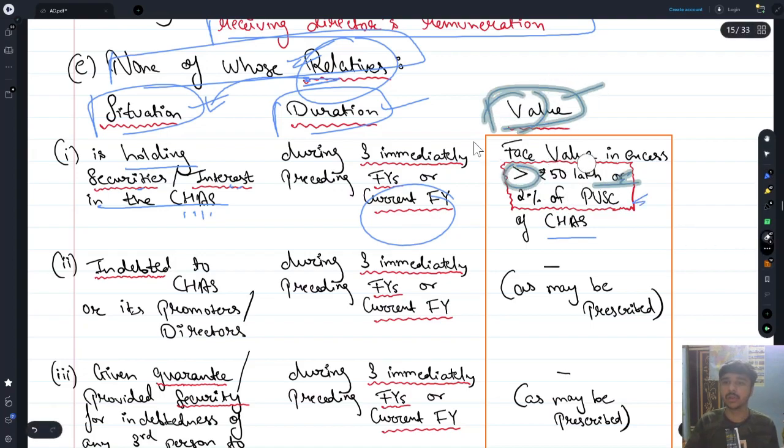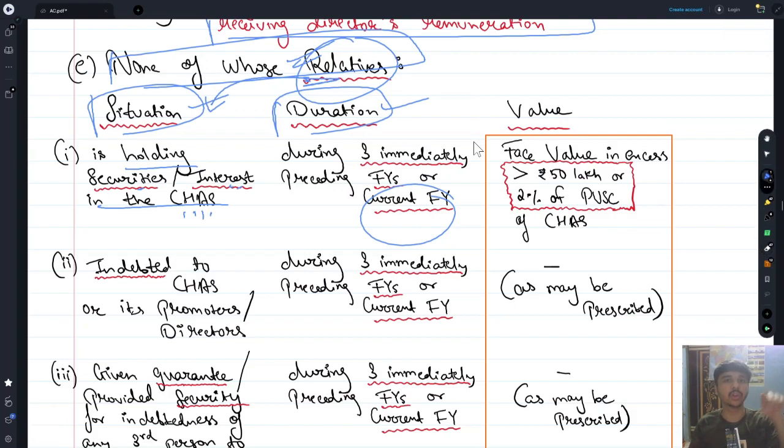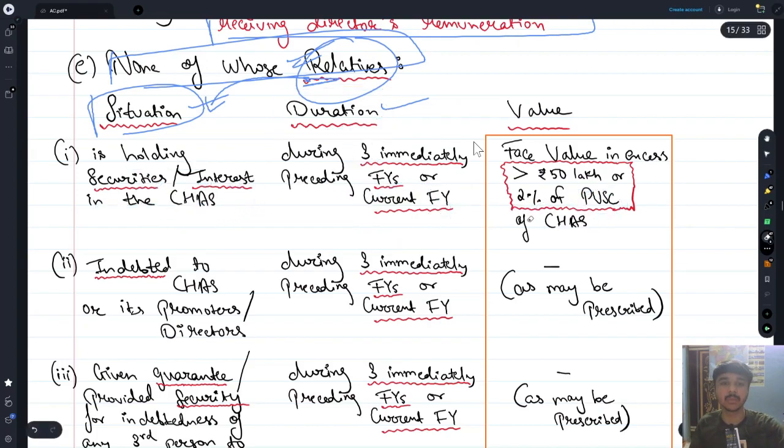But did you guys get that point, that if your relative, the one who is going to call you before your result, is holding some securities or interest in the CHAS during the 3 immediately preceding financial years or in the current financial year, and the face value of those securities or interest is greater than rupees 50 lakhs or 2% of paid up share capital of the CHAS, you are debarred from being an independent director. You cannot be an independent director. I hope this point is very clear. There's nothing complicated in this.